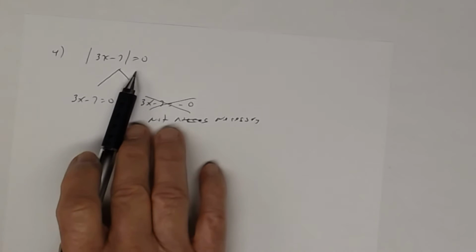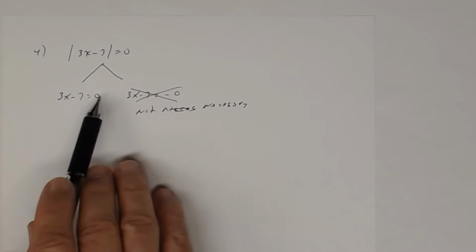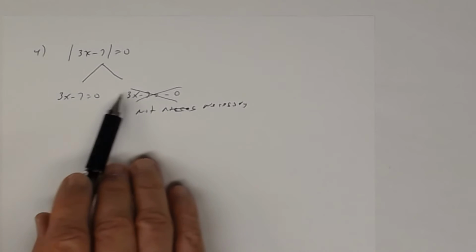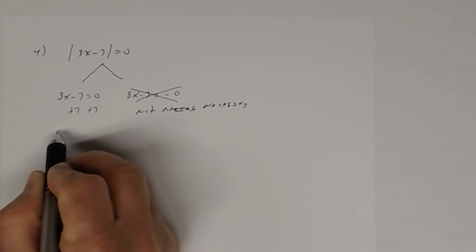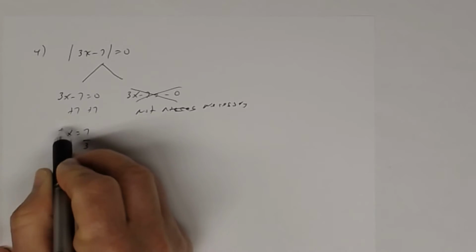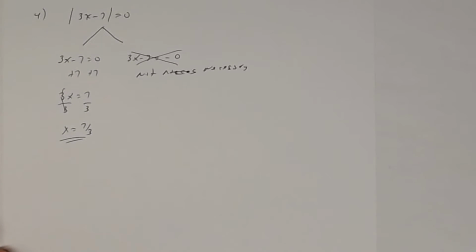So whenever you have 0 on this side, you just rewrite as one equation. So don't do two, because you're basically rewriting the same equation twice. So I'm just going to add 7 to both sides, and so you get 3x equals 7, and so divide both sides by 3. You get x to be 7/3. Okay? All right, so that's number 4.